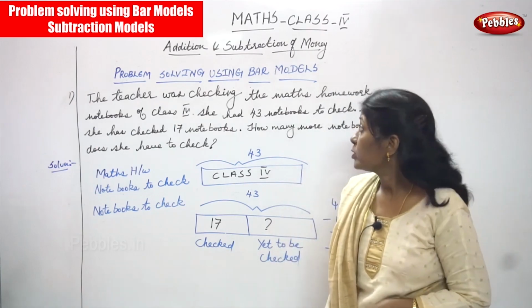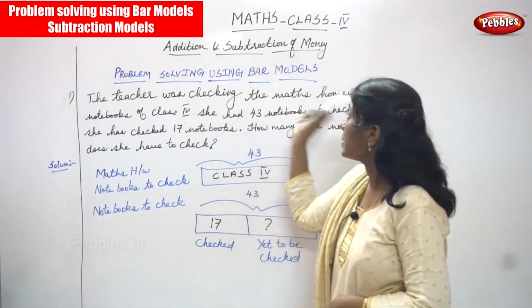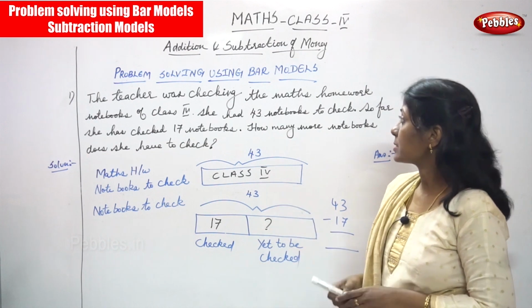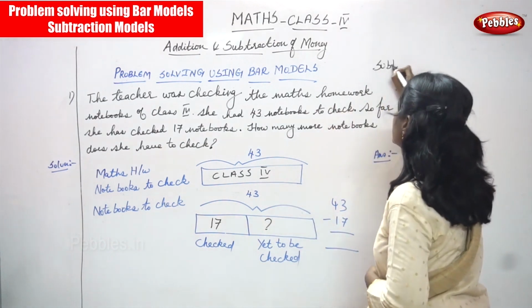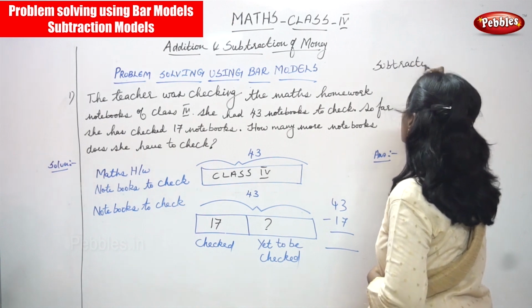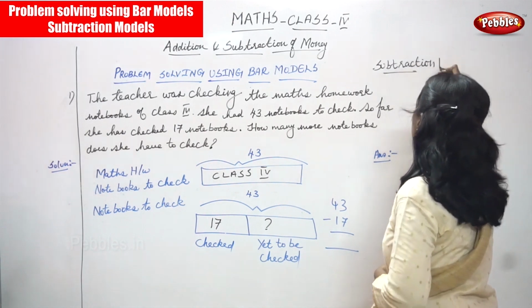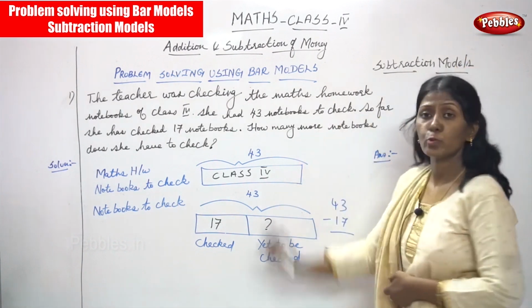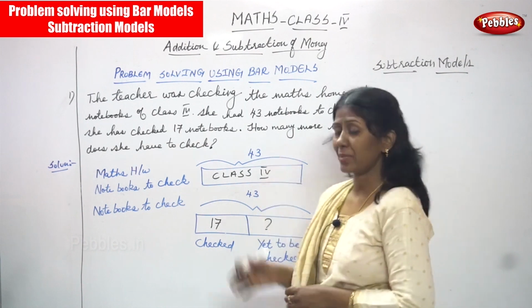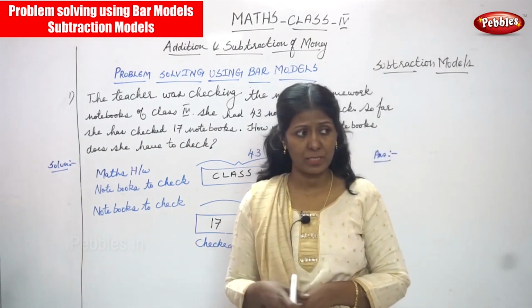Now we are going to see problem solving using bar models, that is, subtraction models. From the subtraction model we are going to do the first sum.